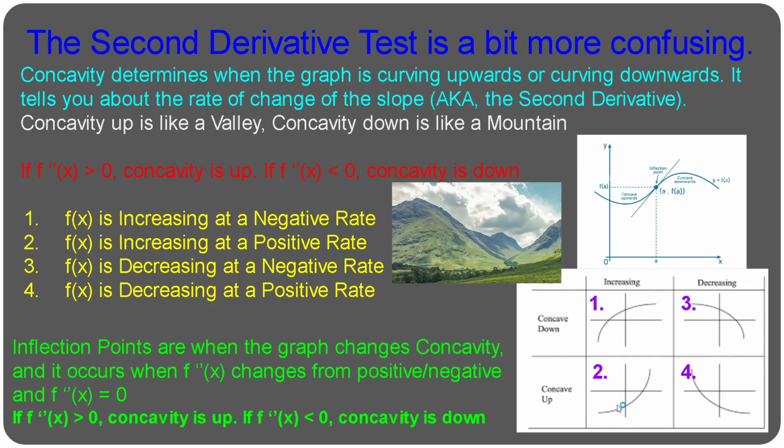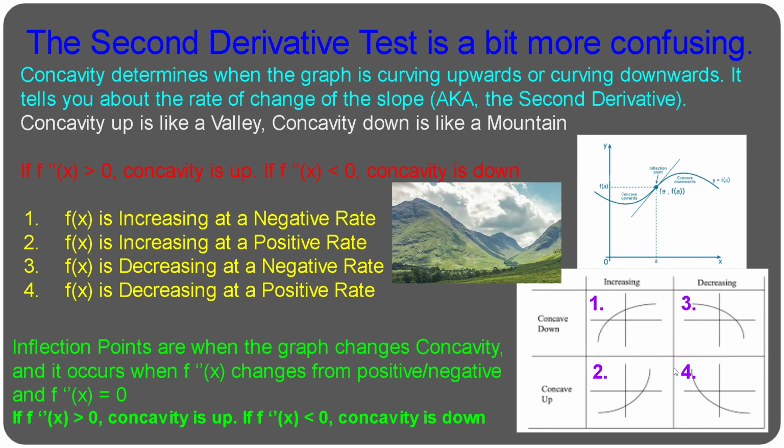So as you continue to increase in value, the rate at which that happens continues to grow positive. Once again, because it's concave up. For quadrant 3, we can say that f of x is decreasing at a negative rate. So because you're decreasing, when your rate of decrease is negative, that's actually going to make you decrease faster and faster and faster, which is why it's concave down.